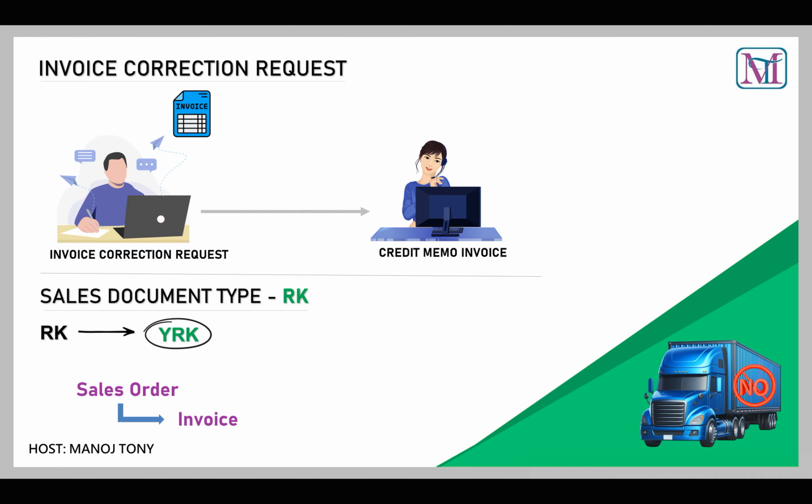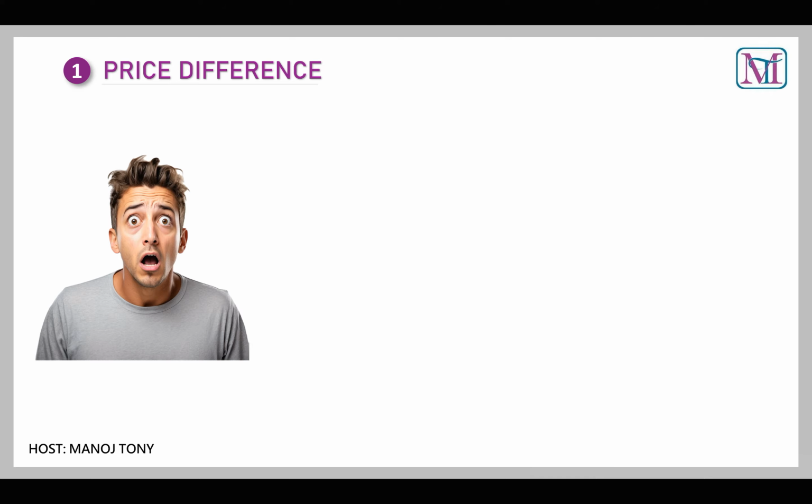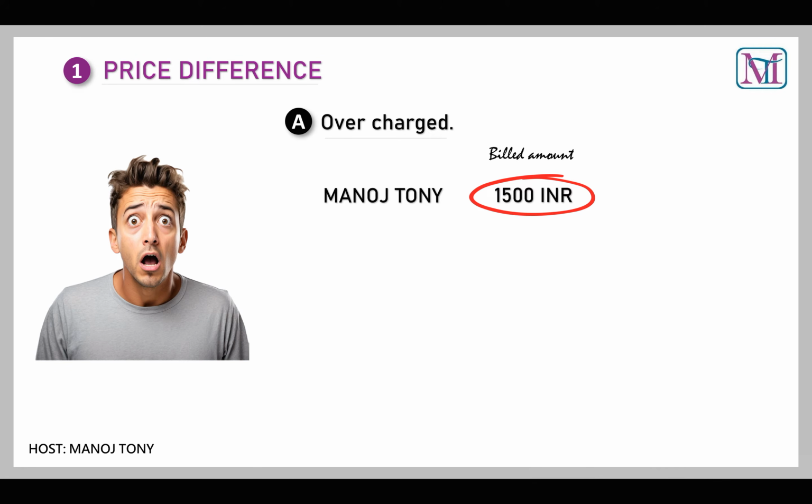So let's see what is next. First I'll show you the price difference. In price difference, I'll show you the overcharged scenario. This is our material, Manoj Tony, which we have used for the invoice correction request. Then 1500 is our billed amount. In the previous invoice, we have charged 1500 rupees from the customer. That is the billed amount. But the actual amount should be 1350 rupees.